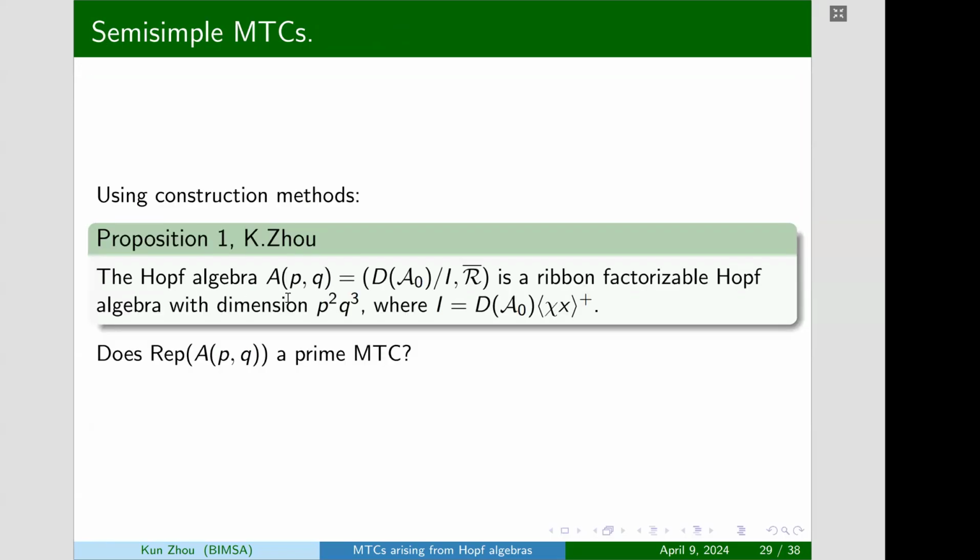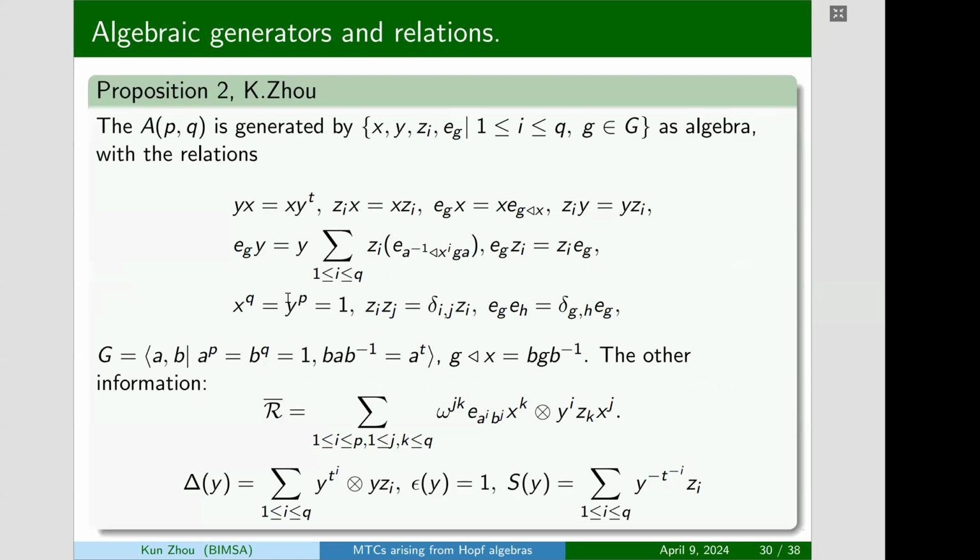Unluckily, it is not a prime modular tensor category. To see this, we use generators and relations of A_{pq} as follows. A_{pq} is generated by x, y, z, i, e, g. Here, i is greater than or equal to 1 and less than q, and g belongs to G as an algebra. Here, G is a non-commutative finite group of order pq.